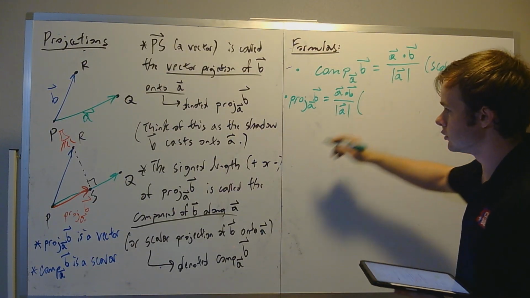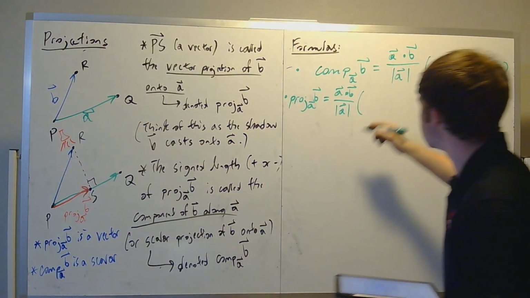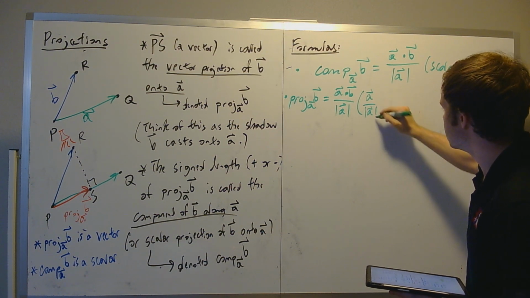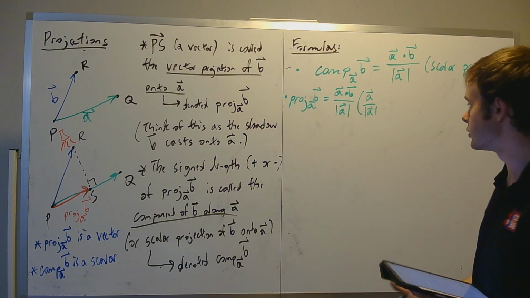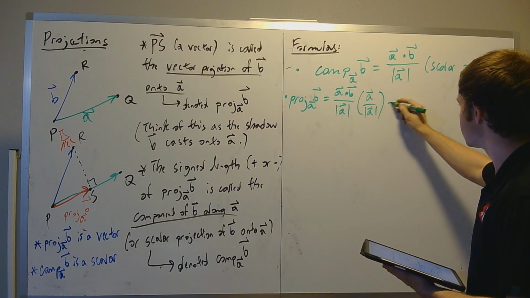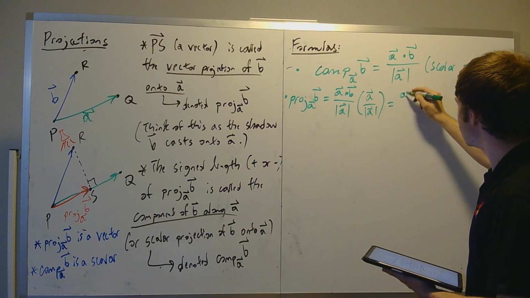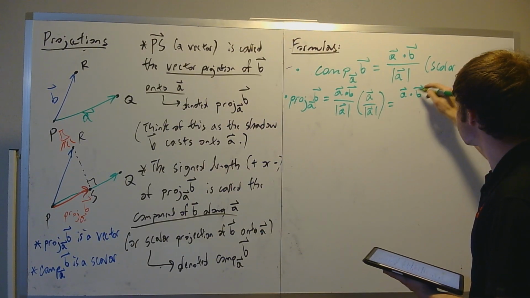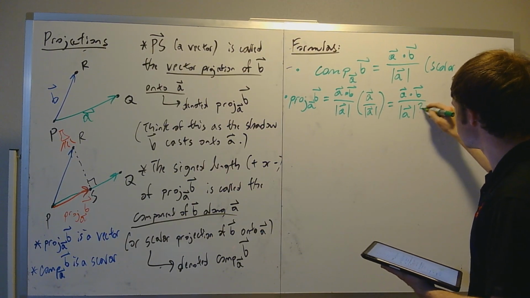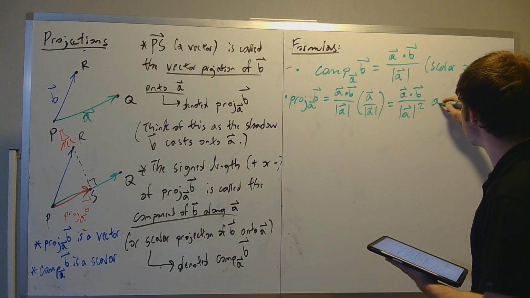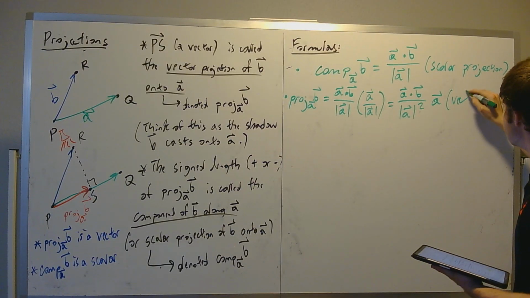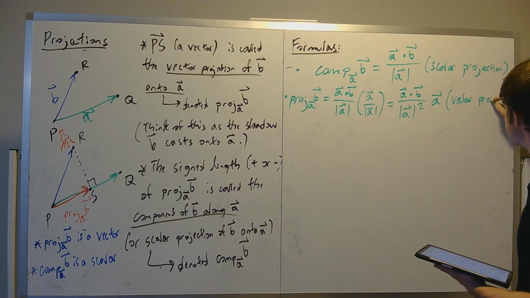And the unit vector in the direction of A would just be A over the size of A, right? We make a vector into a unit vector by dividing by its size. So if we multiply this out, we're going to get that this is A dot B over size of A squared times the vector A. And this is vector projection.